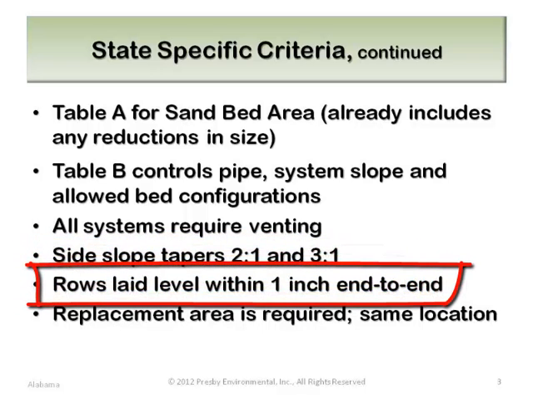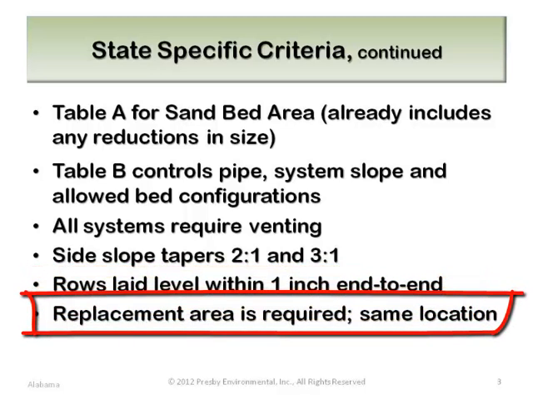All advanced Enviroseptic rows must be laid level within 1 inch from the start of the row to the end of that same row, regardless of its length. A replacement area, also called a reserve area, used in the unlikely event the original fill fails, is required for advanced Enviroseptic systems. However, the designated reserve area is the same location as the original Presby field, understanding that all unsuitable material must be removed prior to field replacement.